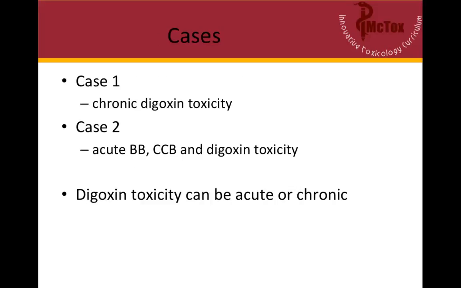Both of our cases presented with the slow and low toxidrome, and both of them had exposure to digoxin as one of the medications. The first case is an example of chronic digoxin toxicity. The second case is an example of acute toxicity, including digoxin, as well as a calcium channel blocker and a beta blocker. As you'll see in the next few slides, digoxin toxicity can be acute or chronic, leading to different presentations and important differences in management.